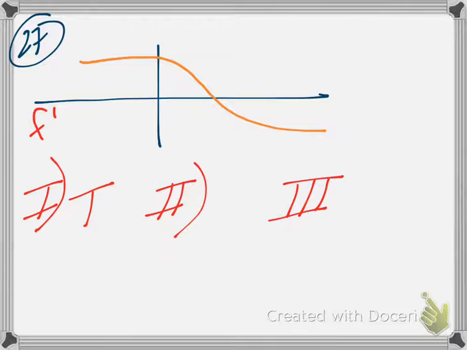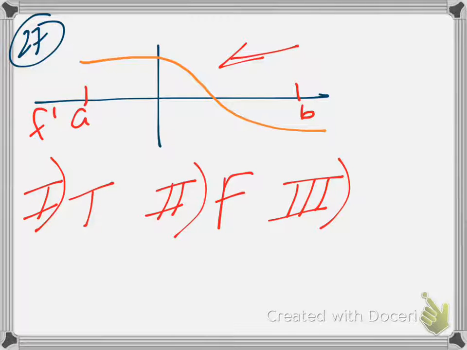Okay, number 2. F is decreasing from A to B. Oh, and here's A, and here's B. Okay, so if F was decreasing, then F prime would be negative, so below the axis. But you can see that part of it is above the axis, so therefore number 2 is false.